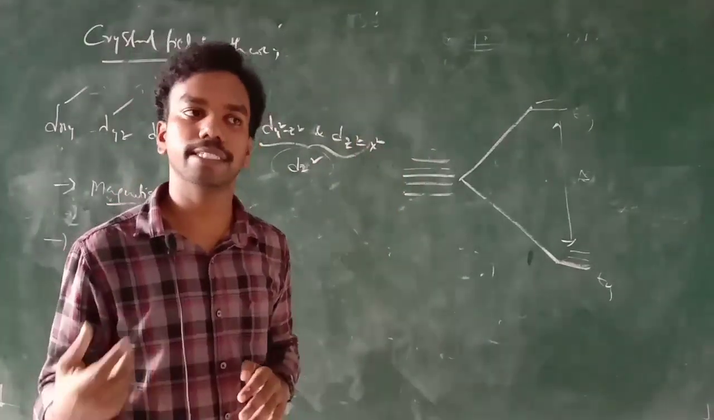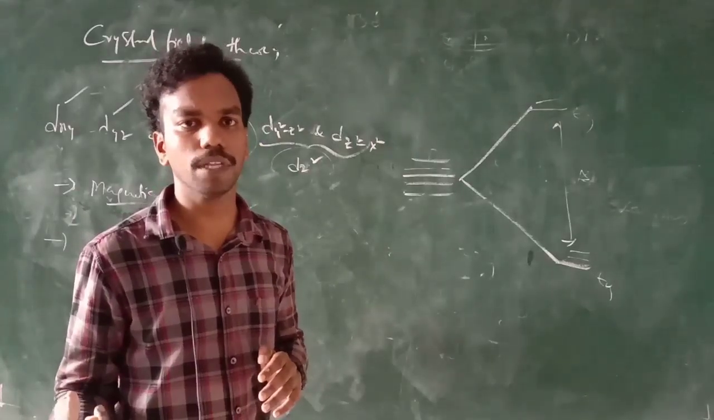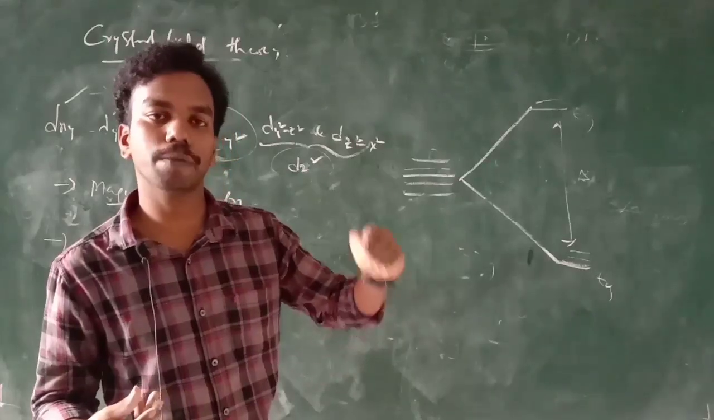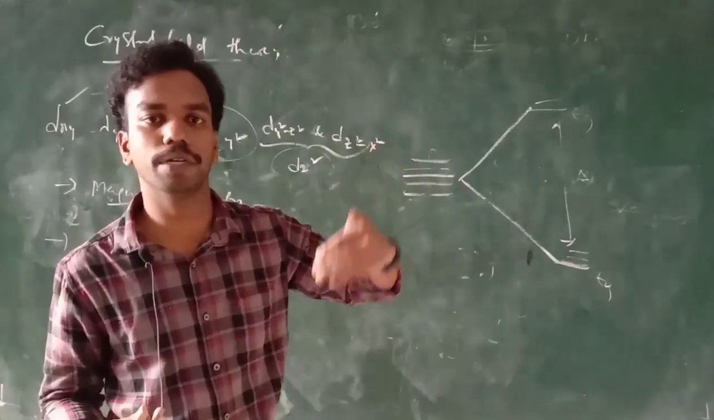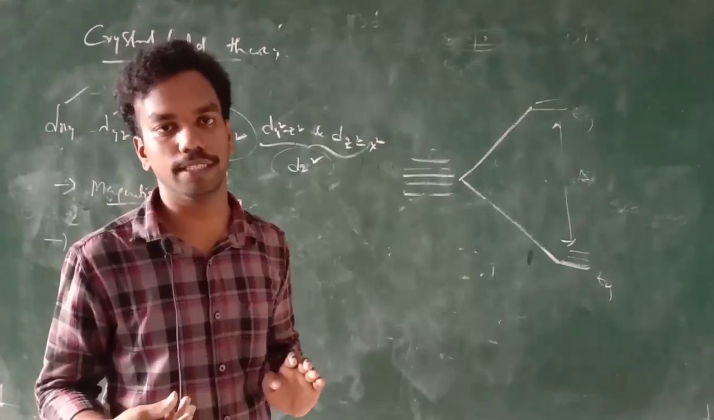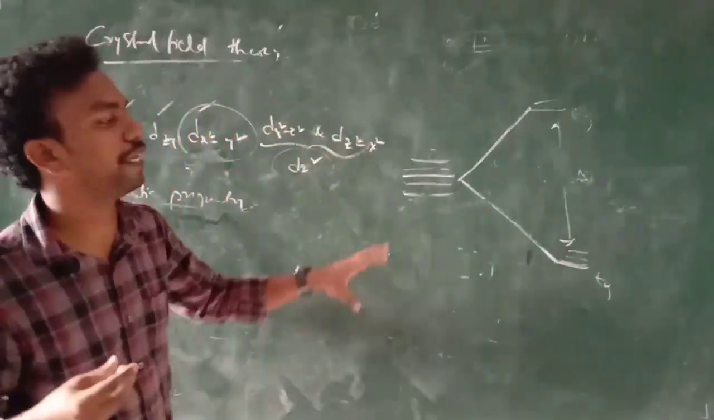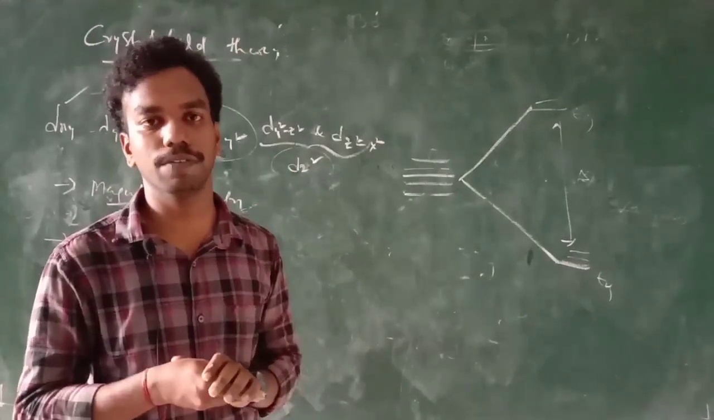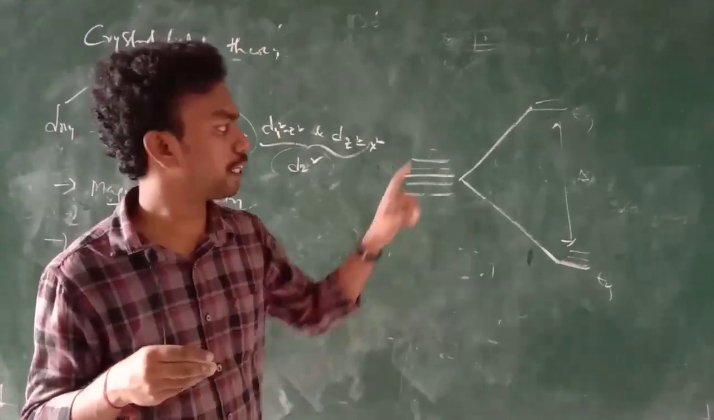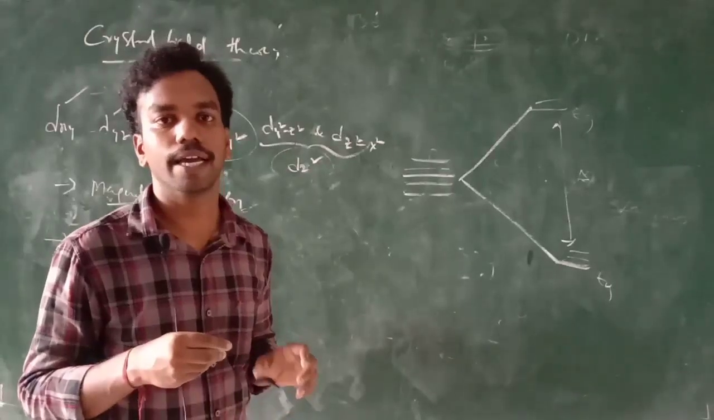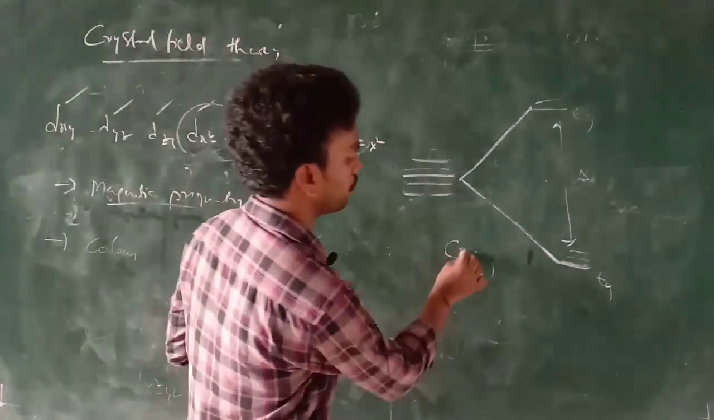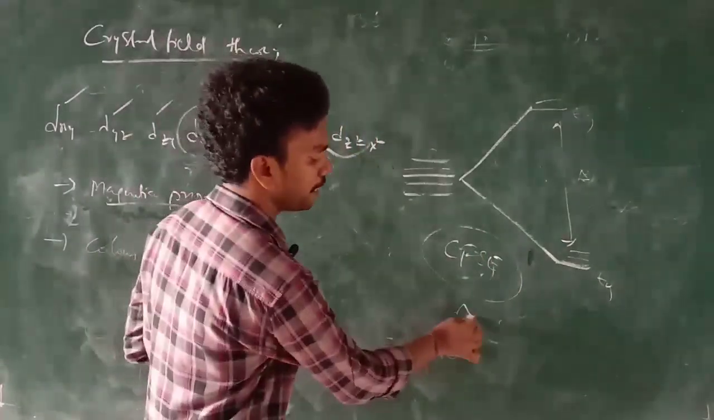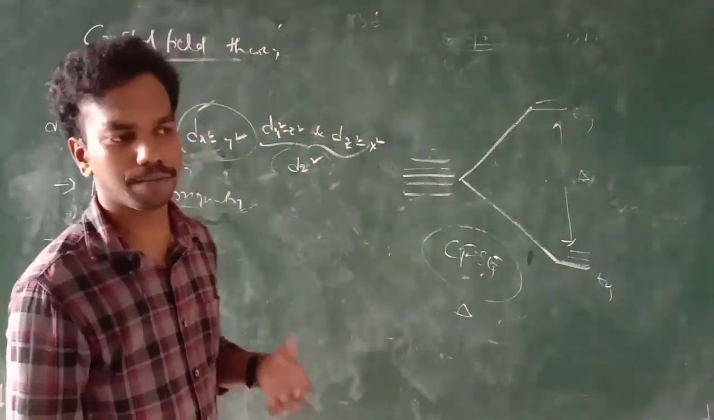If ligands donate electron density in between the axes, then the T2g orbitals experience more repulsion and have more energy, while the Eg orbitals have lower energy. So under the influence of ligands, the metal d orbitals split into two sets. That splitting is called crystal field splitting, and the difference is called the crystal field splitting energy, indicated by delta. Right, so that is postulate number 5.